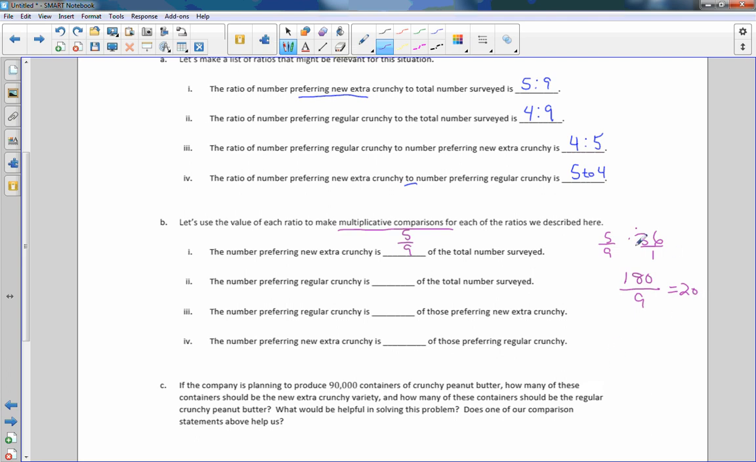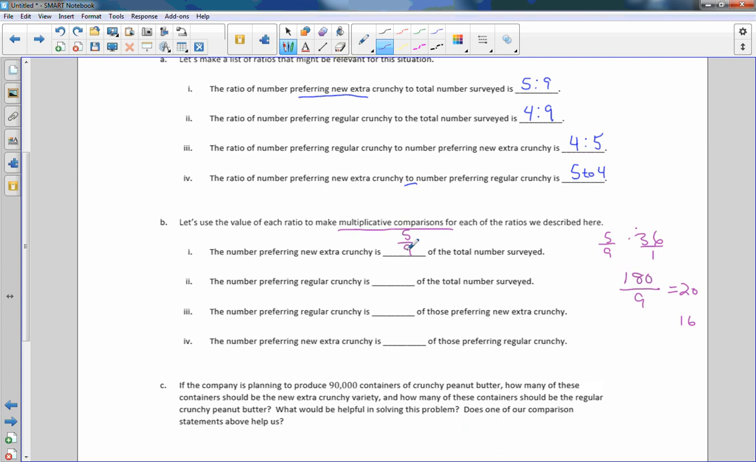So if 20 preferred it, then the remainder of that, 36 minus 20, is 16. 16 did not, so that would be a ratio of 20 to 36 on the total, or 20 preferred it, 16 did not. So it's just a multiple of 4. 5 times 4 is 20. 9 times 4 is 36. 4 times 4 is 16.